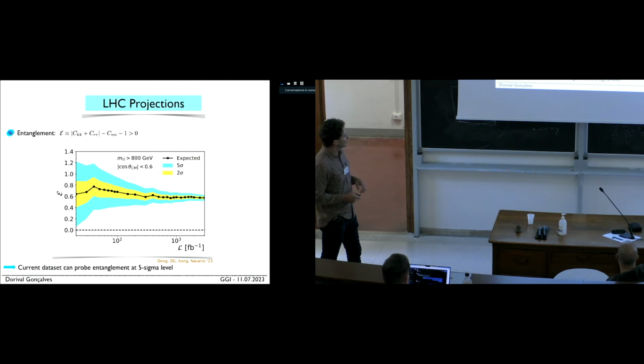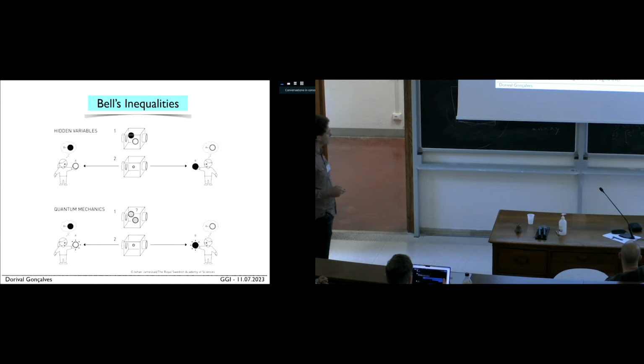So doing that, you can extract these coefficients CKK, CRR, and CNN, and obtain the entanglement as a function of the luminosity. That's what we obtain here. And what we see here, similarly to the dileptonic case, is that you can obtain entanglement even with the current luminosity above 5 sigma. So what about Bell's inequality?